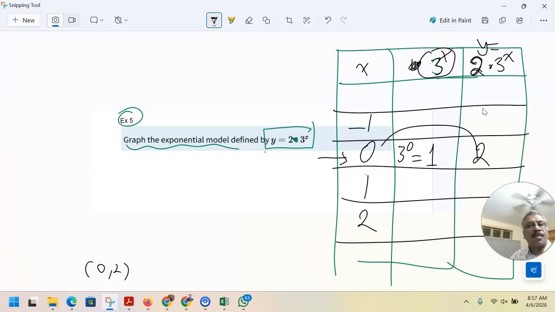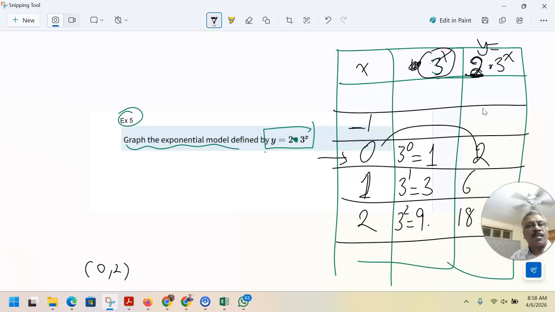Then you plug in this one. So 3 raised to 1 is 3. And because there is a 2 here, 3 times 2 is 6. Then you plug in 2, this becomes 6. 3 threes are 9, and 9 times 2 is 18.